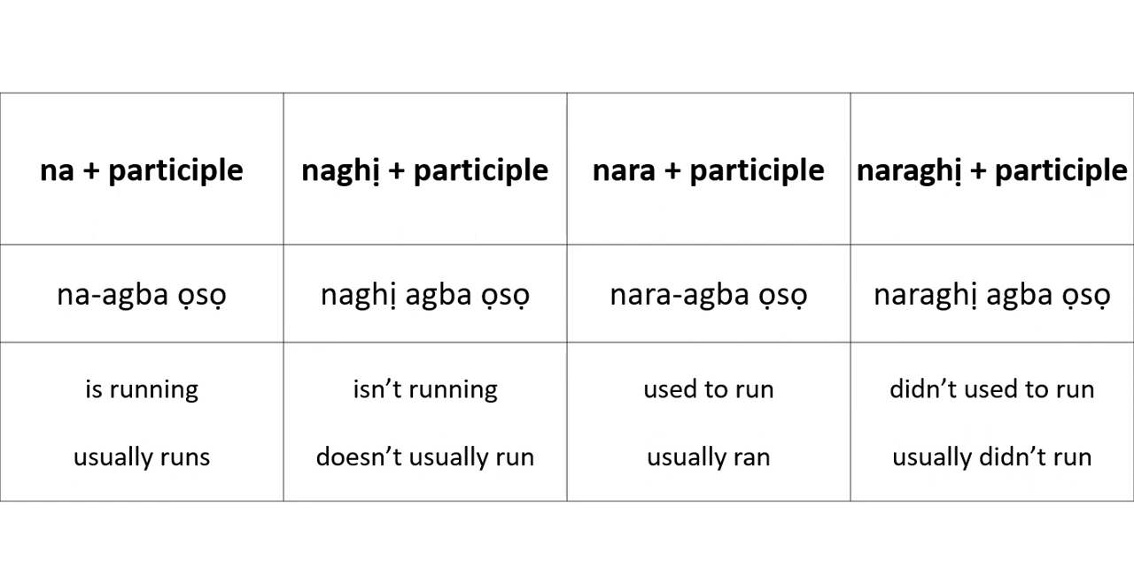Na-agba ọsọ is running in the present or usually runs in the present. Naghị agba ọsọ isn't running in the present or doesn't usually run in the present. Nara agba ọsọ used to run in the past or usually ran in the past. Naraghị agba ọsọ didn't used to run in the past, usually didn't run in the past. Na-agba ọsọ, naghị agba ọsọ, nara agba ọsọ, naraghị agba ọsọ.